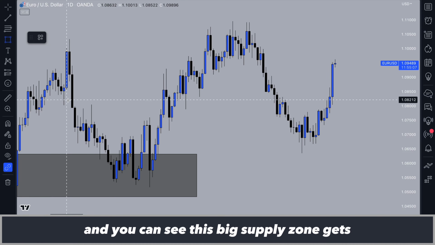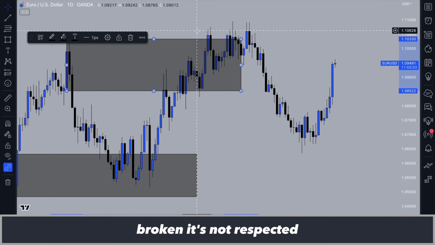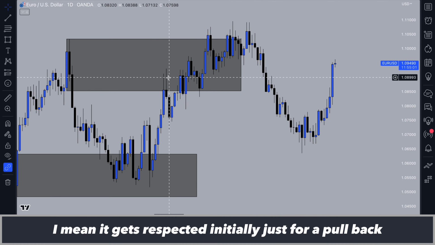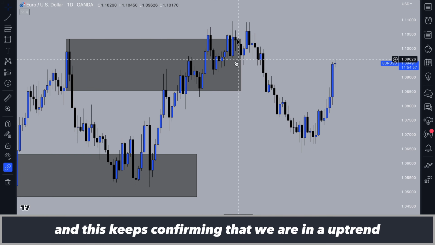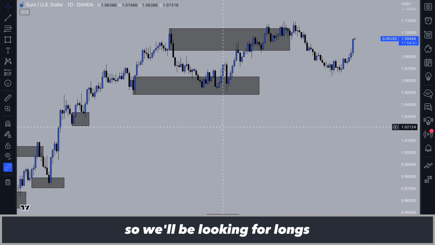And you can see this big supply zone gets broken. It's not respected. I mean, it gets respected initially just for a pullback, but eventually it gets broken. And this keeps confirming that we are in an uptrend. And so we'll be looking for longs.